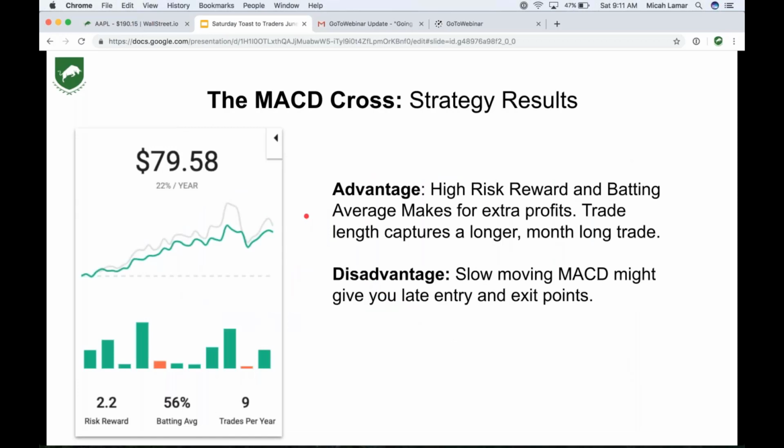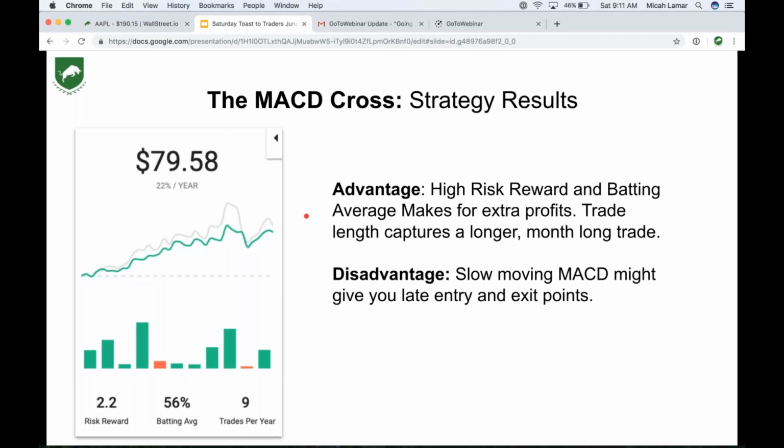So some of the advantages of the MACD is it's got a really, really great risk reward and batting average, which gives this strategy a little bit of extra profitability. And the other advantage is that the trade length captures a longer month-long trade. Rather than a stochastics, which is like 4 days, this is going to be more like a monthly trade.